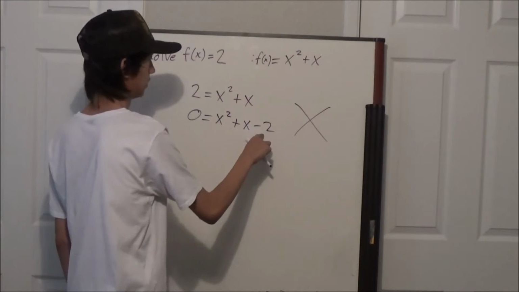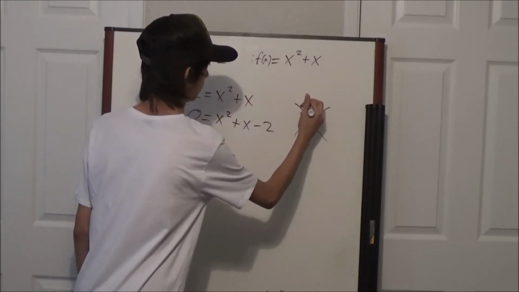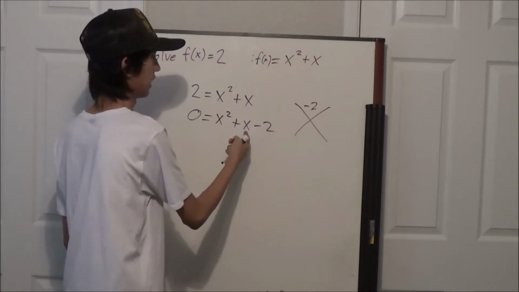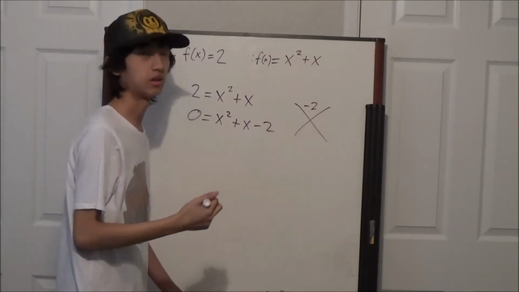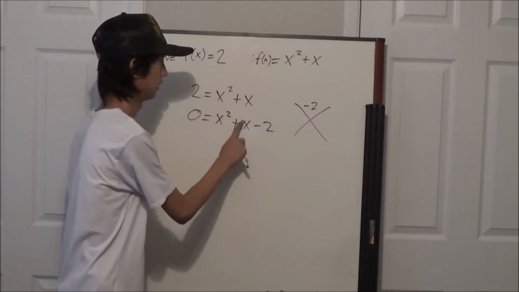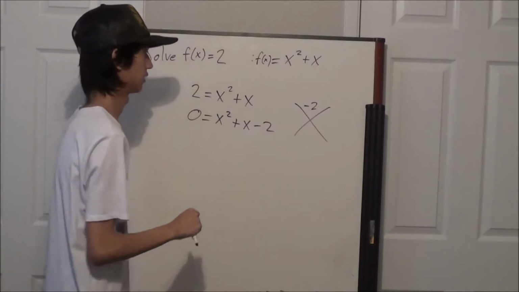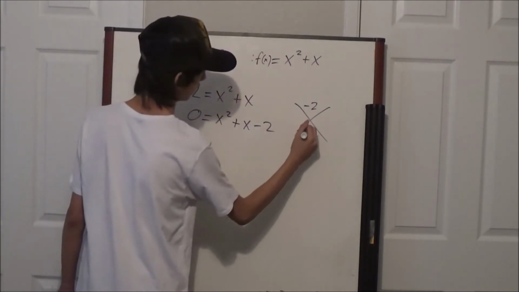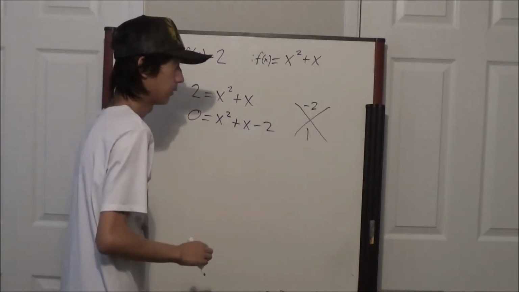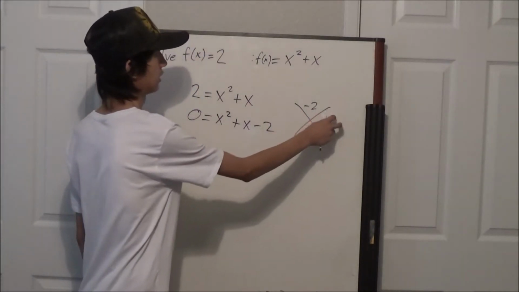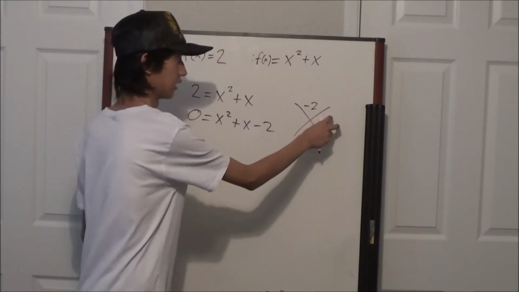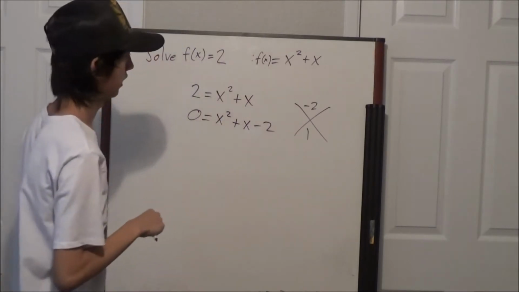So we have -2 here, the constant is -2. The coefficient of x here is 1, because 1 times x is x. We just don't write the 1, because no one does that. We just leave it as x. So that's a 1. So what you're looking for is two numbers whose product is -2 and whose sum is 1. So how do we find that out?